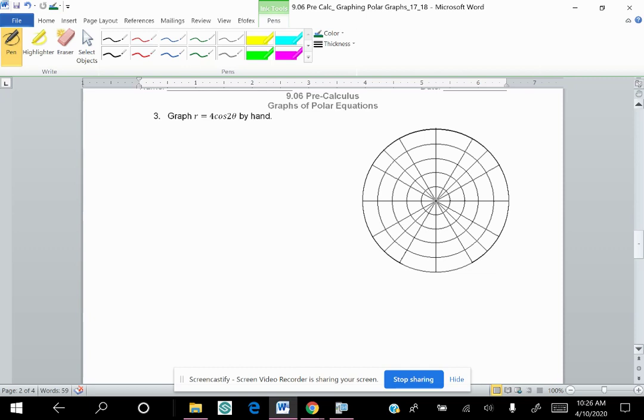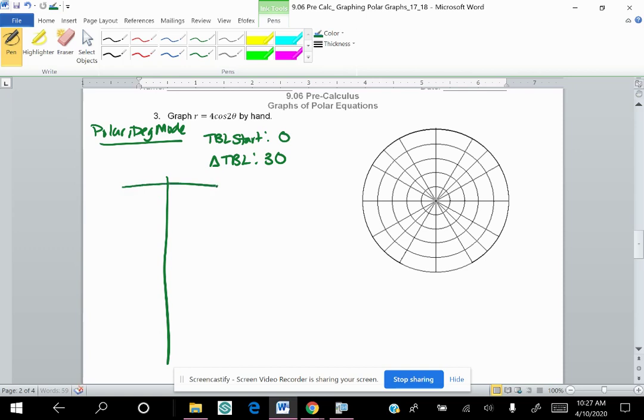All right, next up, number 3. You're going to graph r equals 4 cosine 2 theta by hand. So I think you guys have got the process down now. So again, make sure your table start is at 0. Make sure you're in polar and degree mode. And you're going to make your change in table 30. And then create your table. So I would pause your video now, go ahead and fill in your table, plot your points, and see what this one looks like.